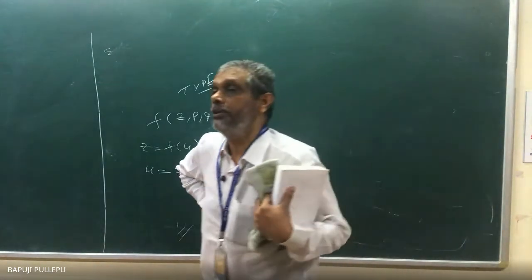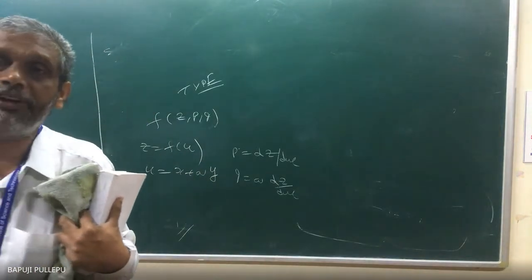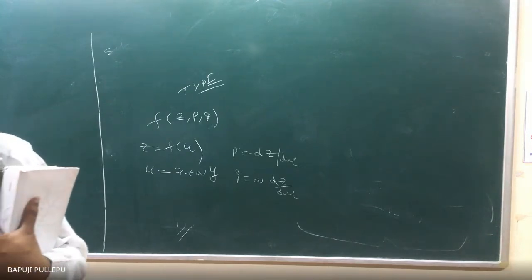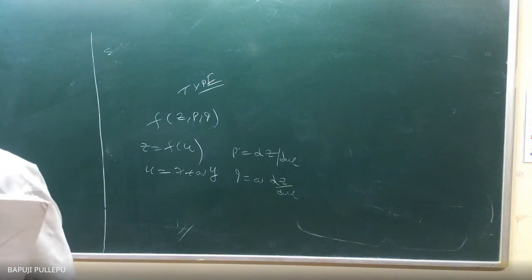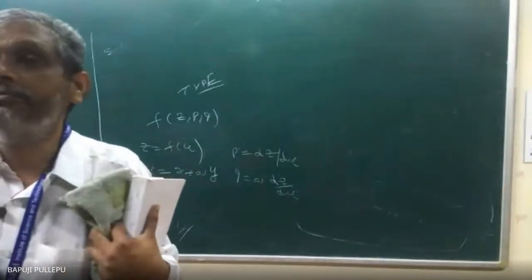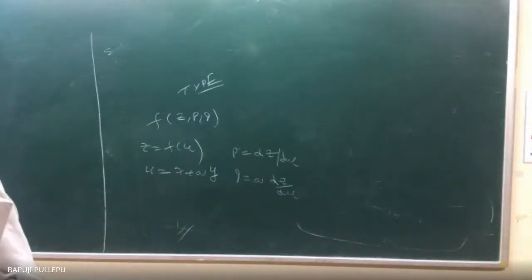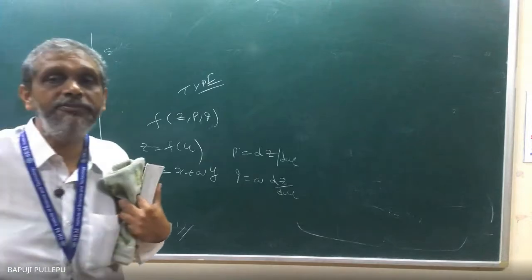The function contains only z, p, q. There is no x, no y, no z. Then what will you write? z is equal to f of u, where u is equal to x plus ky. Immediately the transform becomes p is equal to dz by du, q is equal to a into dz by du. Go back and substitute it there. You will get an ODE in terms of z and u.